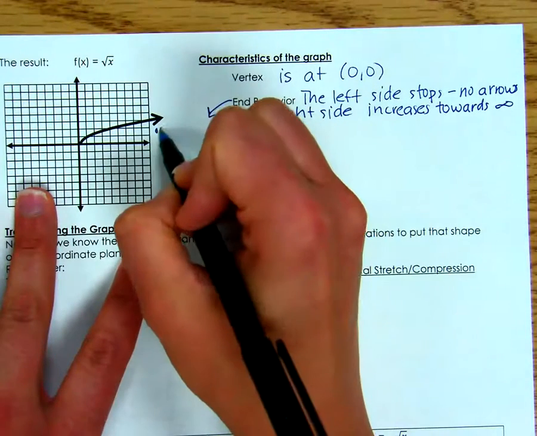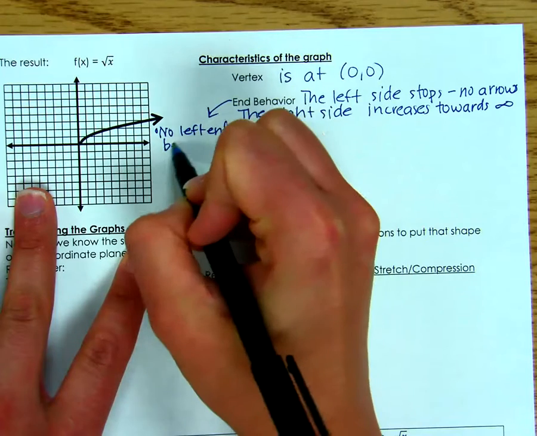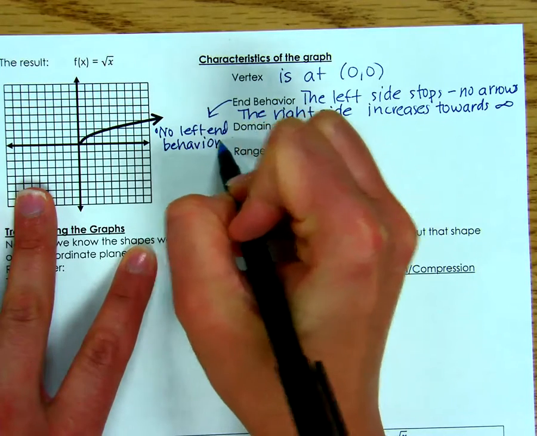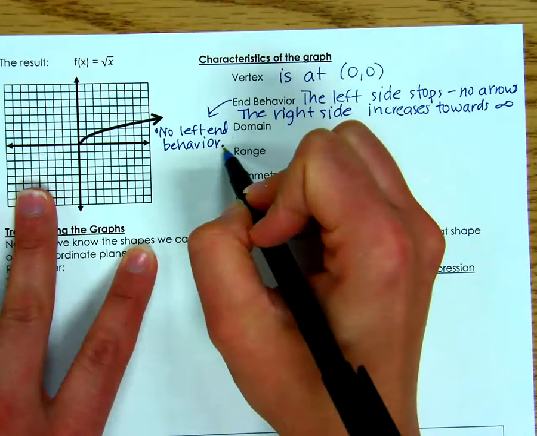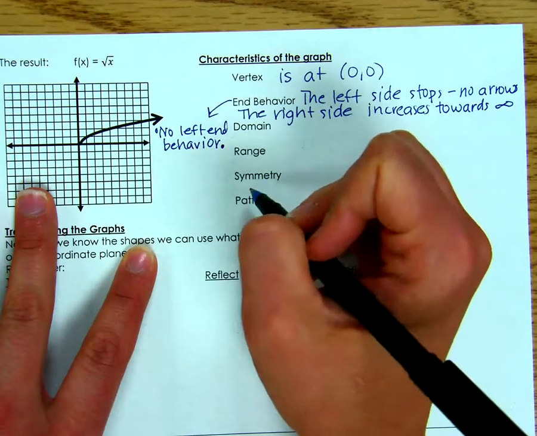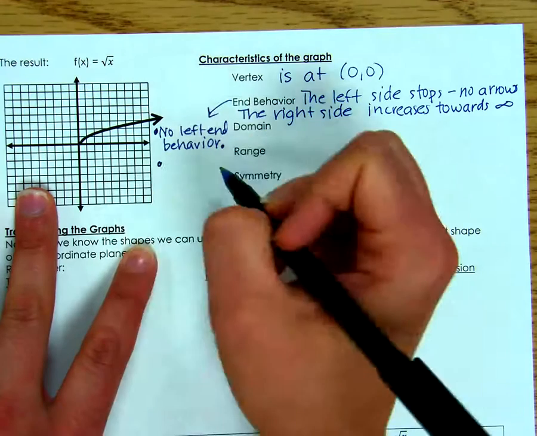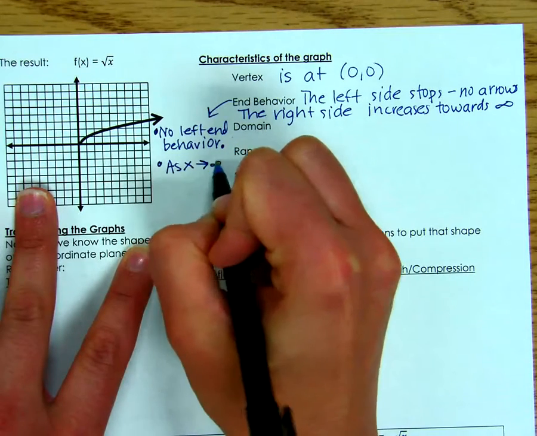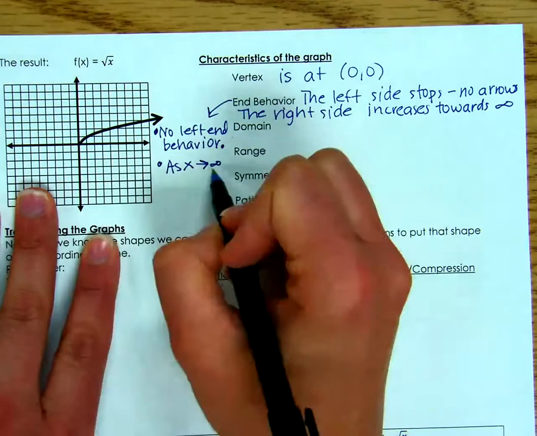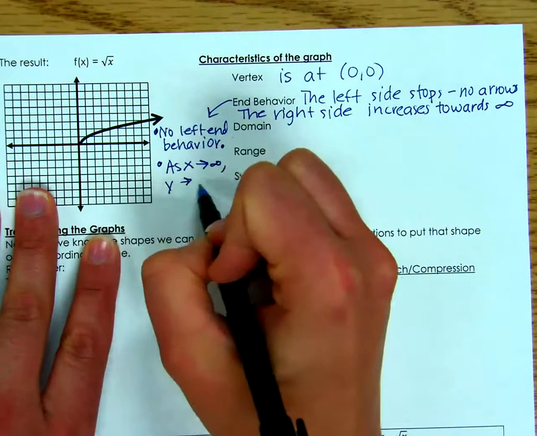We're actually going to say there's no left end behavior. What some teachers will do is say that as x approaches negative infinity, y does not exist. I think no left end behavior probably describes it a little bit better. And then as x approaches infinity, so that means as I move to the right towards infinity, y also approaches infinity.